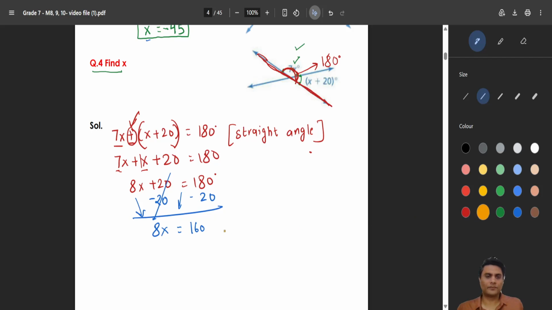Now, what do I have now? I have 8 multiply x. Again, there is nothing in between, right? Between the number 8 and the variable x, there is nothing, which means we have a multiply here. What is the opposite of multiply? Divide. So divide it here, divide it here. Both, left side also, right side also. 8 divided by 8, 1. No need to write 1. So x equal 160 divided by 8 will give you 20. So x is equal to 20.